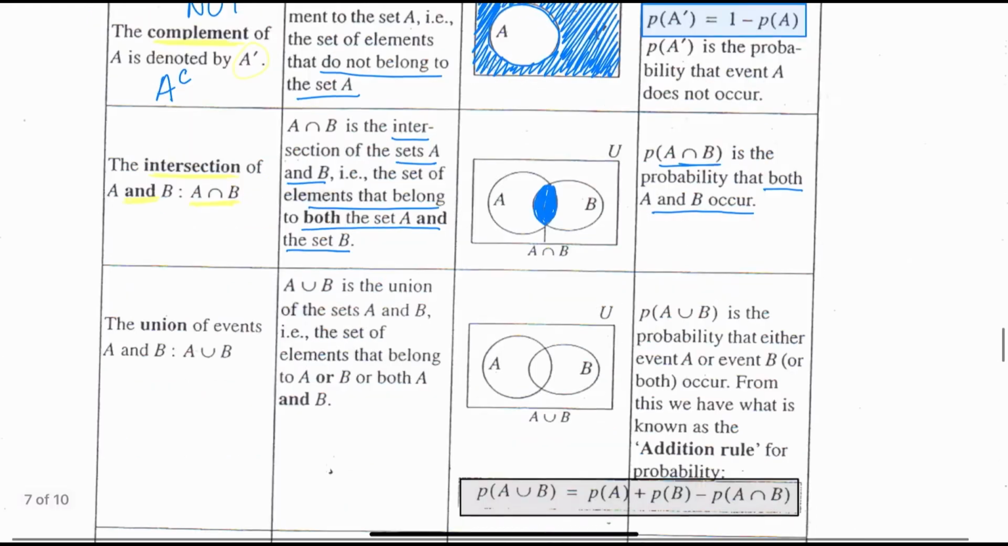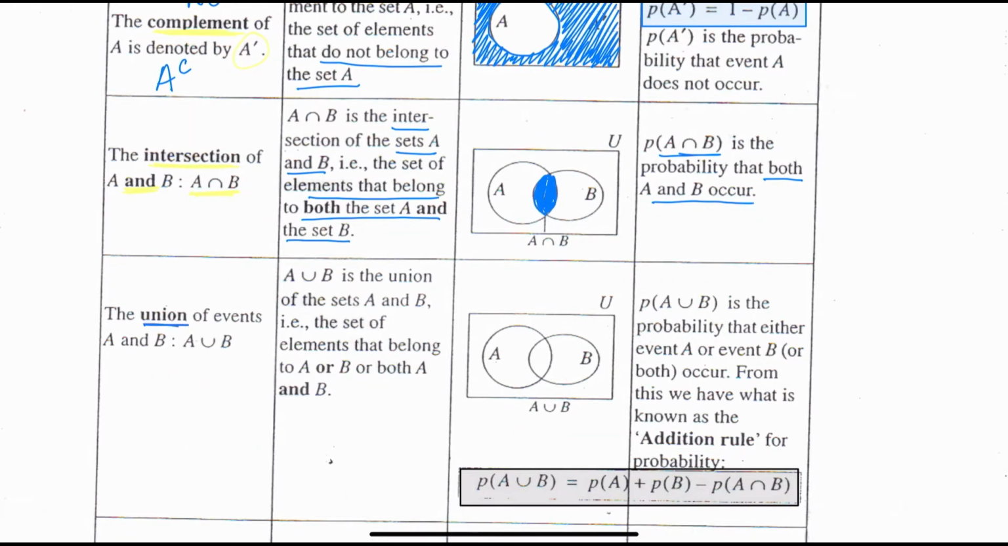So the probability of A and B is the probability that both A and B occur at the same time. Union, the keyword for union is or, and the symbol is the U. So for union, it's basically the elements that belong to A or B or both A and B. So in terms of shading the Venn diagram, A union B would be everything that's in A or everything that's in B or both, everything that's in the intersection. So you would have to shade everything in A, everything in B.